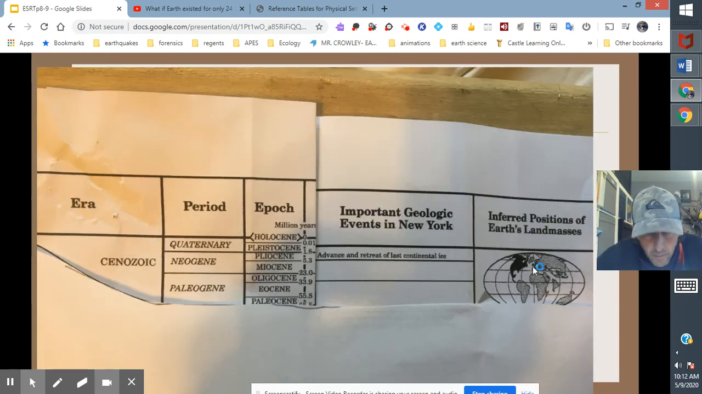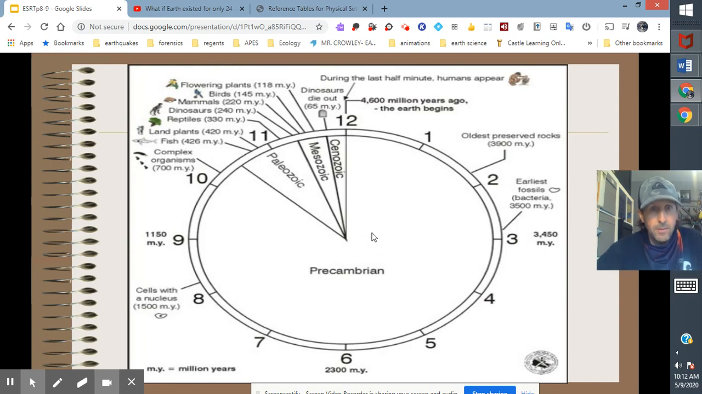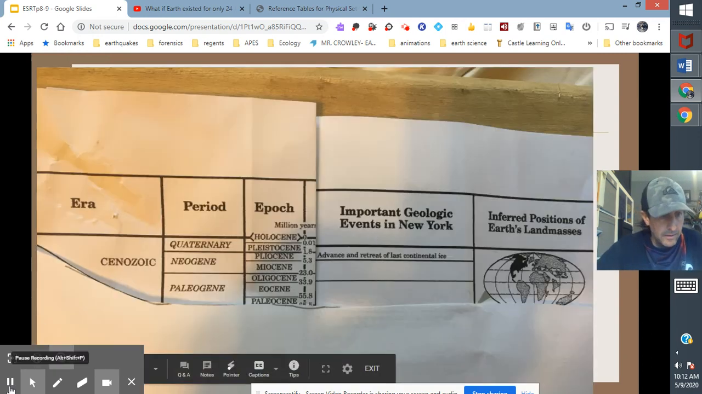Organisms there, right? We go all the way across. We can see that the continents are pretty much looking the way we are familiar with. And sure enough, look, advance, this isn't lined up perfectly, but the advance and retreat of the last continental ice sheet should line up with the Pleistocene there. Okay? Oh, all right. So I think we're going to pause there.